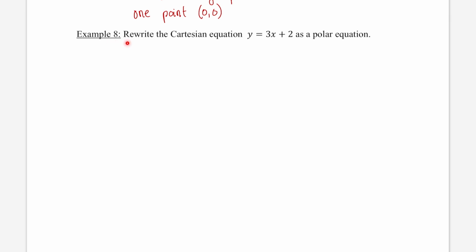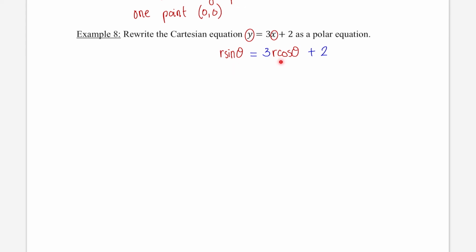Example 8. Rewrite the Cartesian equation y equals 3x plus 2 as a polar equation. Remember, in a polar equation, you are not allowed to have x or y. You're only allowed to have r and theta. So from here, y can be replaced with r sine theta, and x can be replaced with r cosine theta. So I'm pretty much done having my polar equation, but next I need to simplify this a little bit.